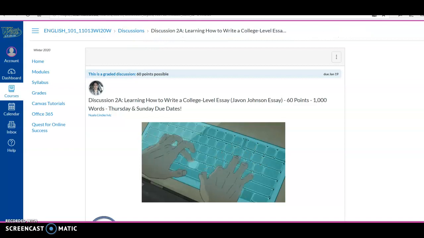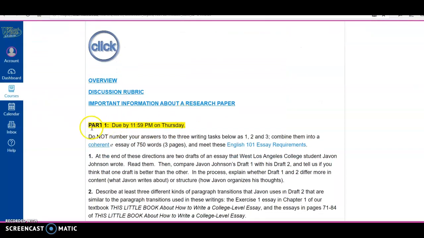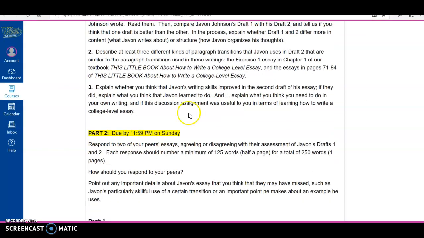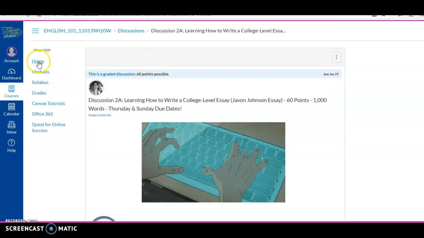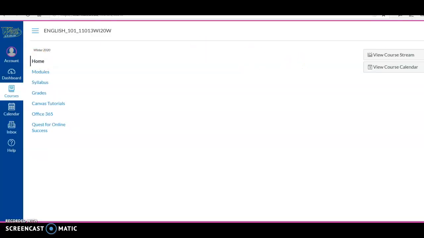As we scroll down, we see that there is a part 1 in both of them. It's due by 11:59 p.m. on Thursday. And there is also a part 2. This is the peer evaluations. They're due by 11:59 p.m. on Sunday. Okay, let's go back into Home.